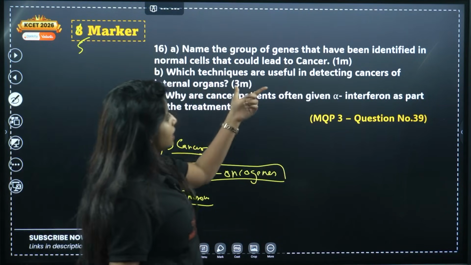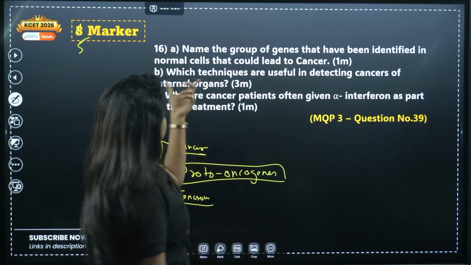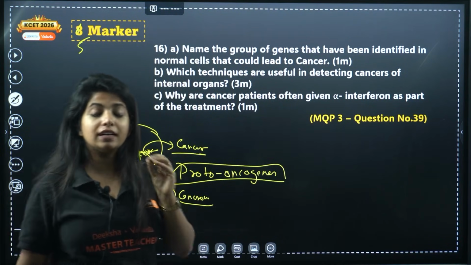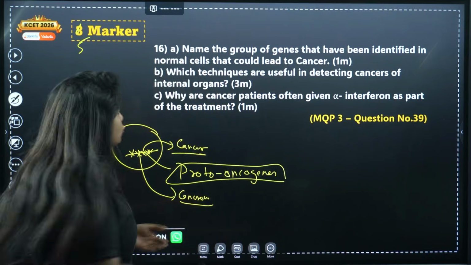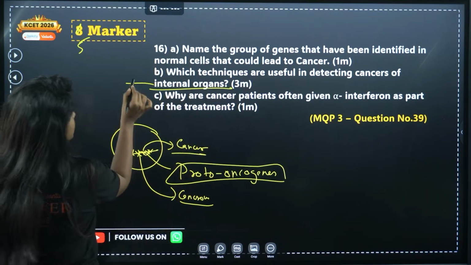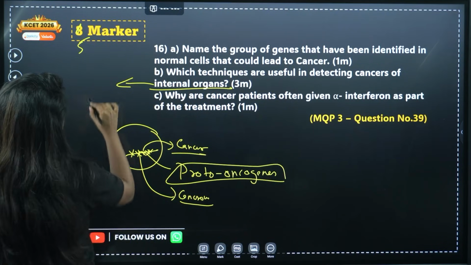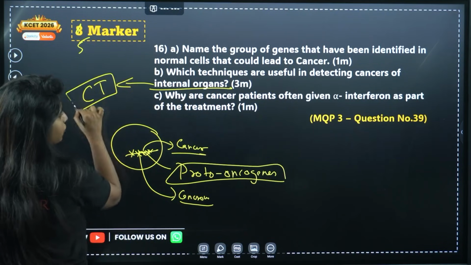Now, which techniques are useful in detecting cancers of internal organs? Which is a technique that is used for detection of cancer of internal organs, my dear children? For internal organs, you need a CT scan. What do you need? You need computed tomography.